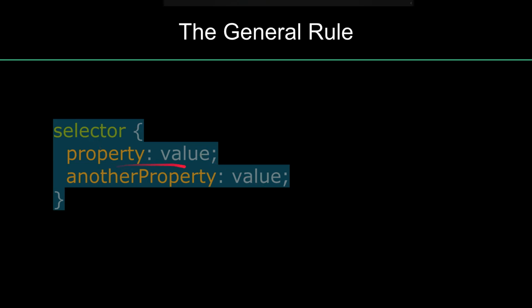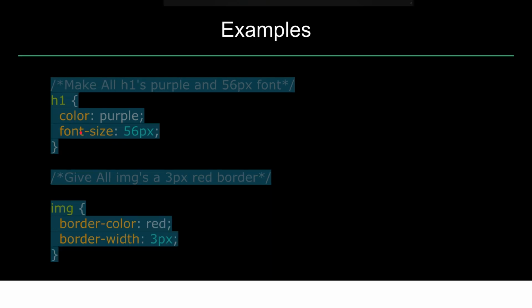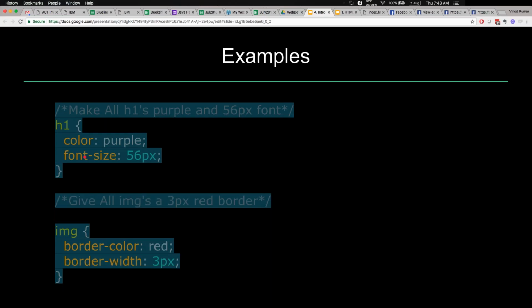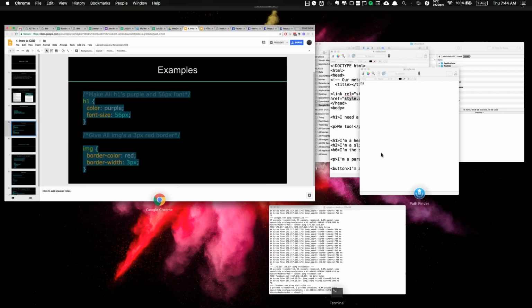Selector, property and all that. Okay, fine. Now I'll show you some examples. See here, H1 color purple, font size 56. You see this? Let's try this out. So what I'll do, I'll just do this.